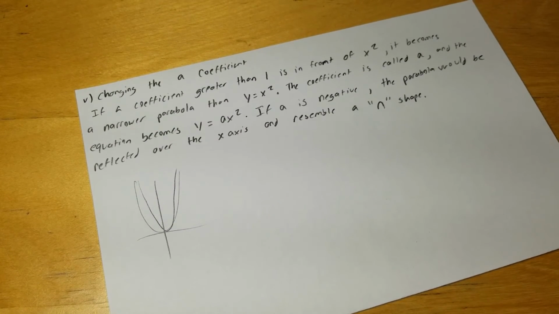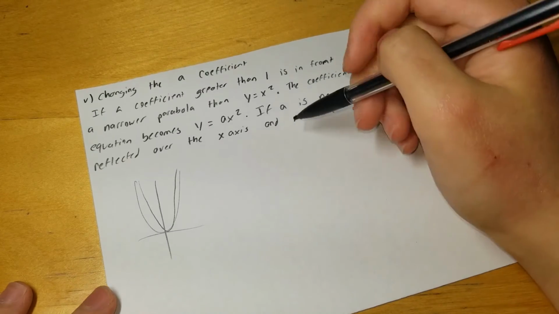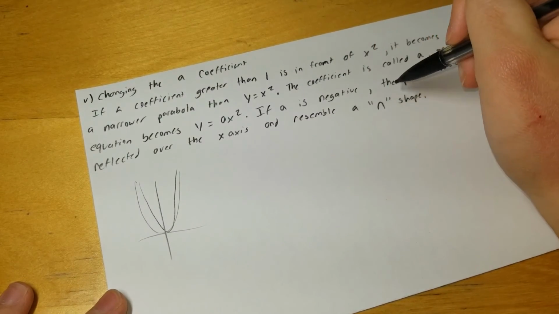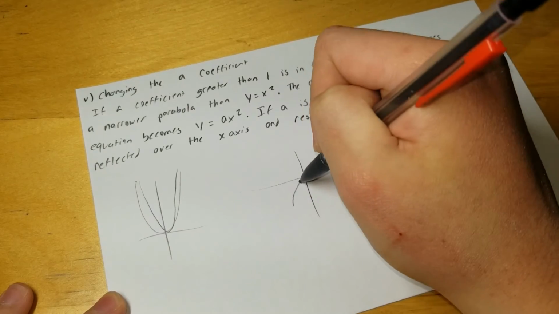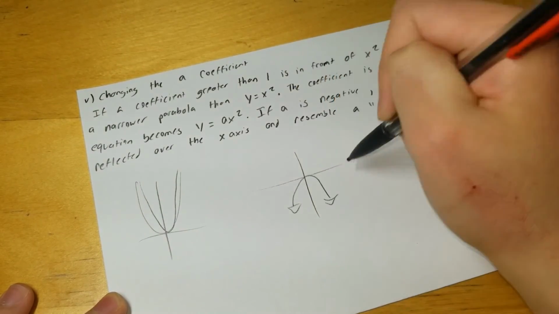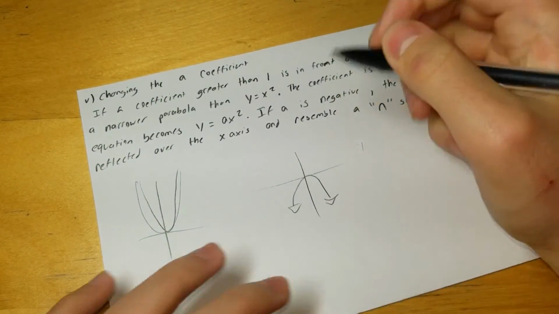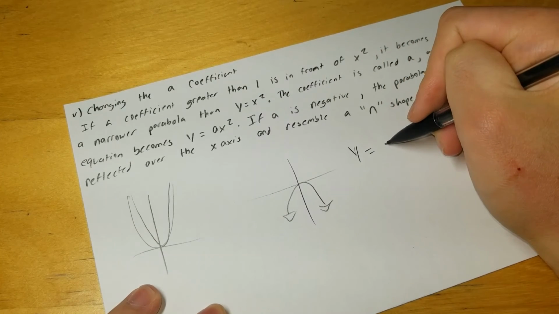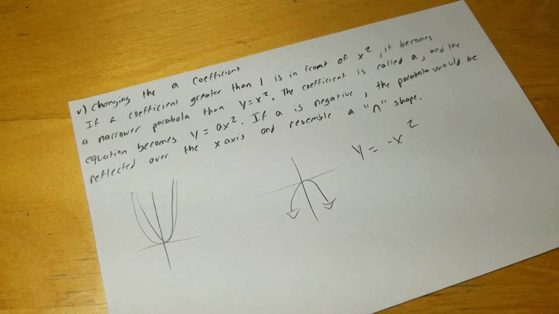If a is negative, the parabola will be reflected over the x-axis and resemble a downwards U shape, so like this, if a is negative. Like that. Okay, let's move on.